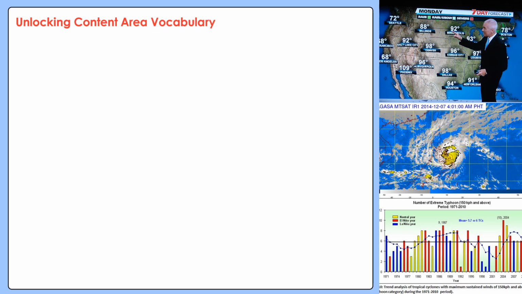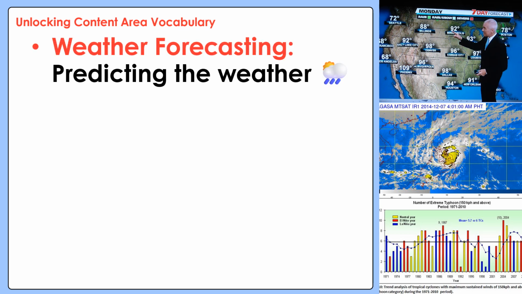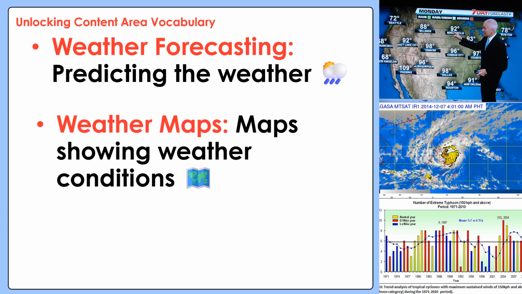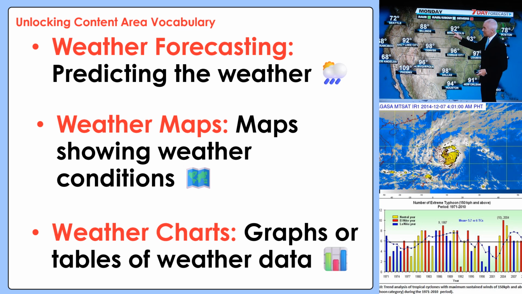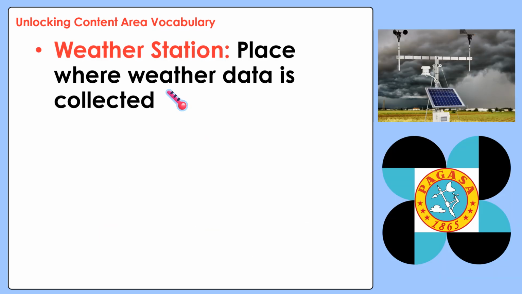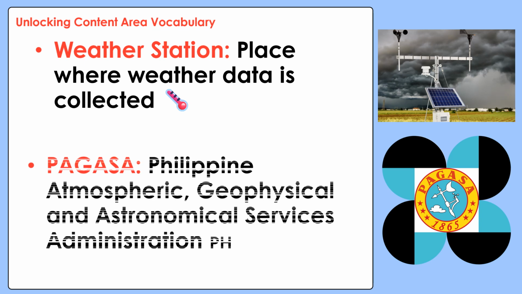Let's define the words that we have a while ago. Weather forecasting, predicting the weather. Weather maps, maps showing weather conditions. Weather charts, graphs or tables of weather data. Weather station, place where weather data is collected. PAGASA, Philippine Atmospheric, Geophysical and Astronomical Services Administration.